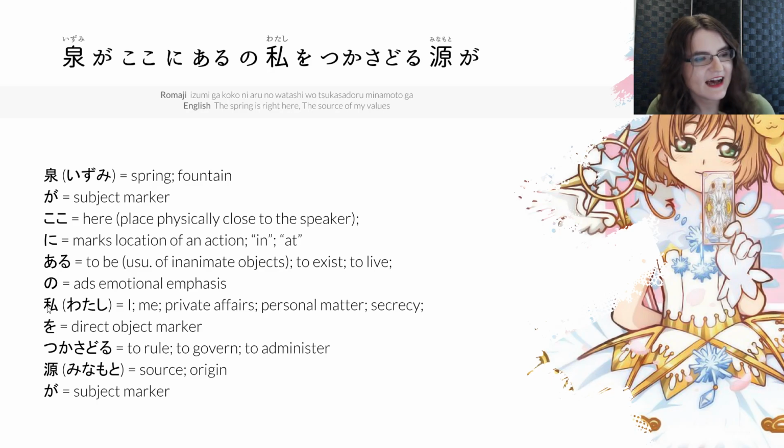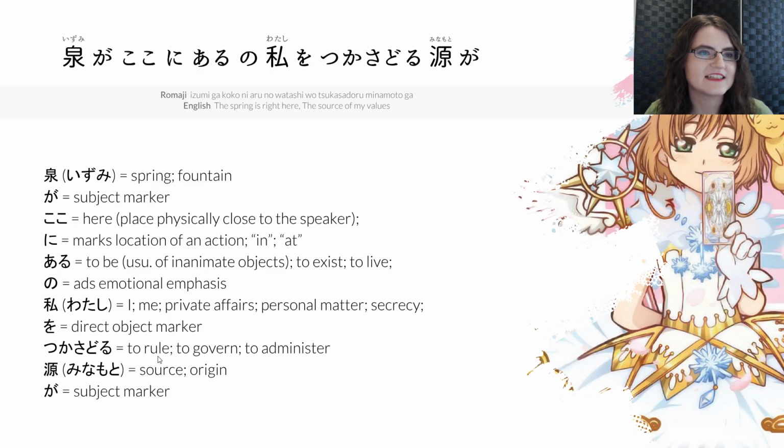And then watashi is I, and then o makes that the direct object, and then tsukasadoru is to rule, to govern, or to administer, and then minamoto is the source or origin, and then ga is making that the subject marker. Now this one is very up to interpretation. I'm thinking that this is backwards because they'll do that sometimes in either casual speech or songs, and that this minamoto ga should actually be here. So it would be minamoto ga watashi o tsukasadoru. So it's like this spring is the source that rules and governs over myself.